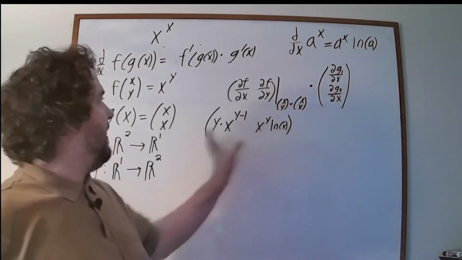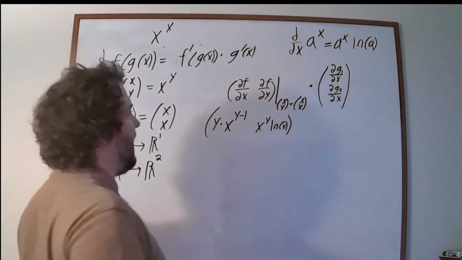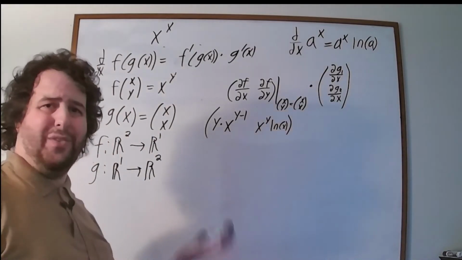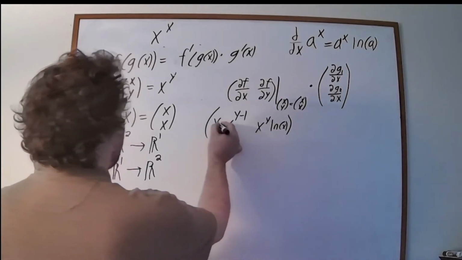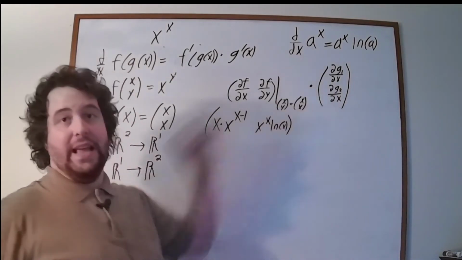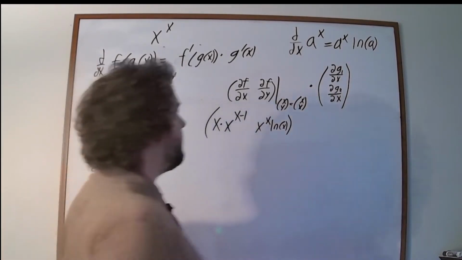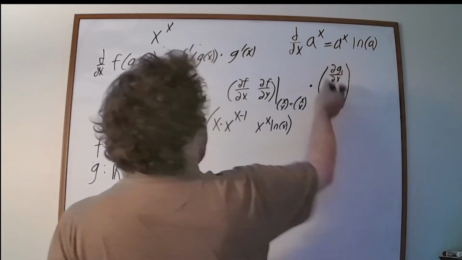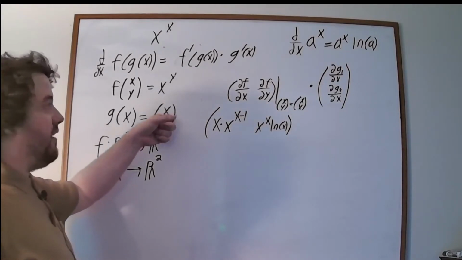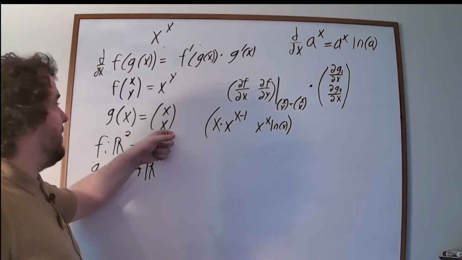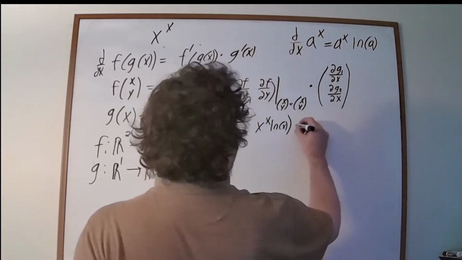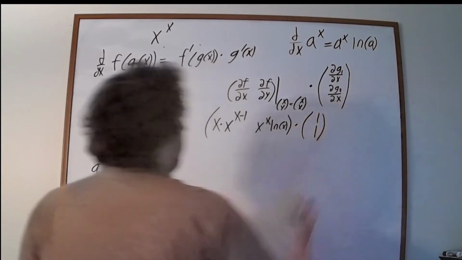So this here is our matrix f prime, and actually we need to evaluate this when (x, y) is equal to (x, x). And so what that means is that all of these y's become x's because we're evaluating it at g of x. And then we need to multiply, well, the partial derivative of the first output of g with respect to x is just 1, and the partial derivative of the second output of g with respect to x is just 1. And so we're multiplying this matrix by this matrix here.